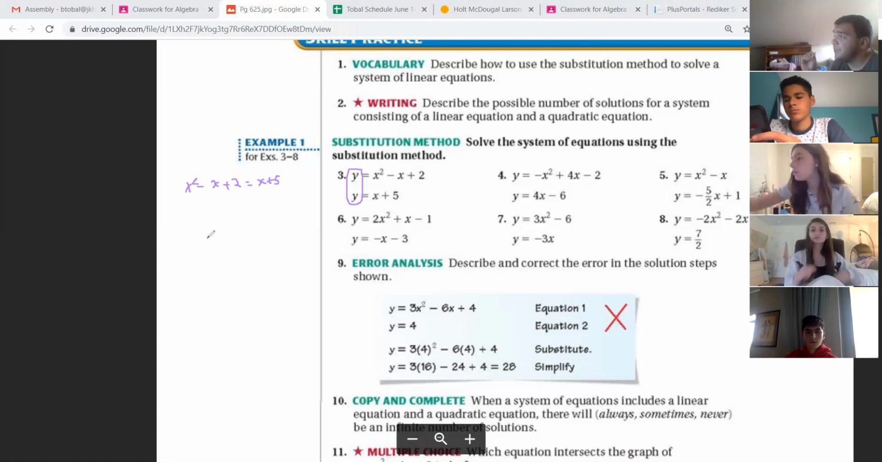Now we're going to do some algebra to set it equal to 0. The reason is we want to set it equal to 0, because we have an x squared, the best thing to do to solve x squared is to set it equal to 0.